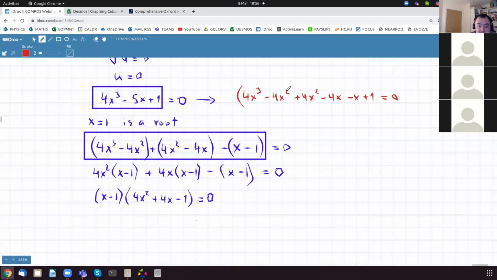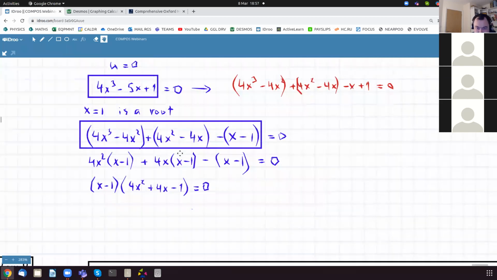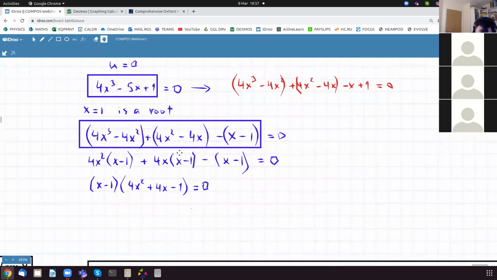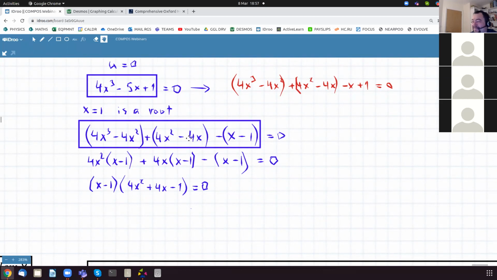But now if I group them like this, I can factorize. I can take x minus 1 out of the brackets. And I like this method. I find long division a bit tedious personally. This is just relaxing for the brain. I don't know. That's me.